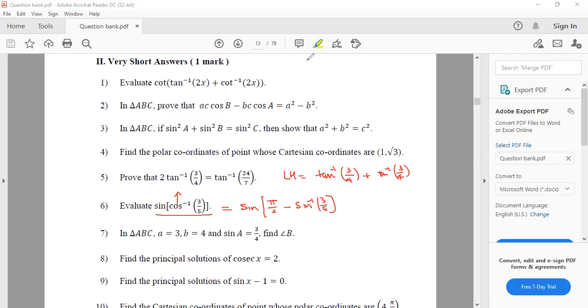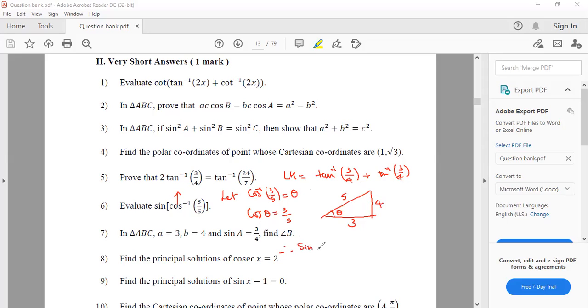So better than that, what do you do? Convert cos inverse 3 by 5 directly into sin inverse using the triangle method, by Pythagoras theorem. How do you write it in the examination? Let cos inverse 3 by 5 equal theta. You must write this in the exam. So cos theta is equal to 3 by 5. Then make a triangle on the side and find the other side as 4. Therefore sin theta is equal to 4 by 5. Therefore theta is equal to sin inverse 4 by 5.